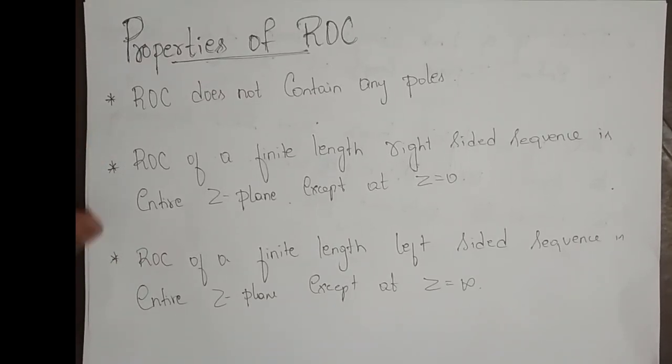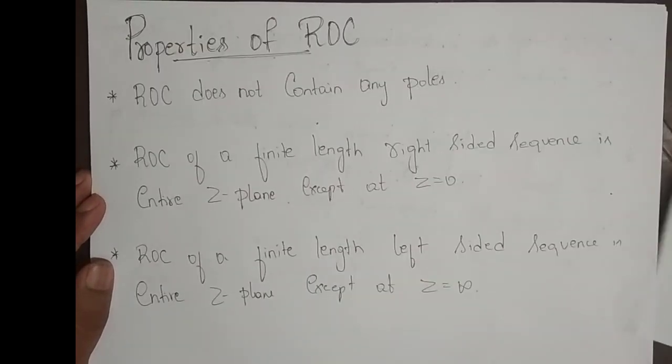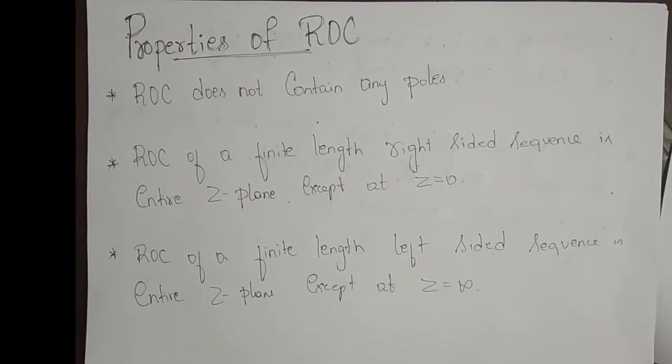Hey guys, in this video we shall discuss properties of ROC. In the previous videos I have taken up the Z transform and ROC of a few sequences like finite length and infinite length. Under that again I have taken up right-sided sequence, left-sided sequence and double-sided sequence. So the points which I am going to discuss in properties of ROC we have already done in the previous videos. I'm just highlighting it here. Now let me just brief what I have done in the previous videos.